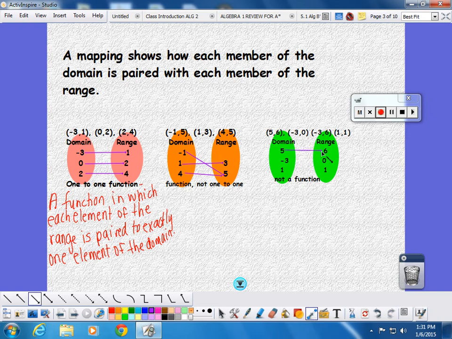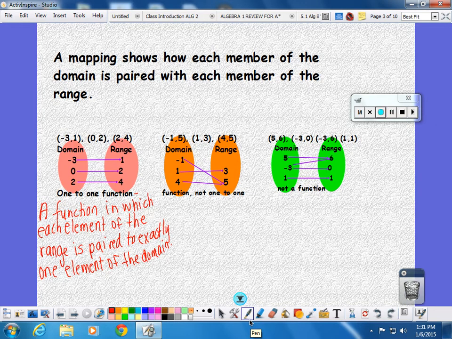5 is paired to 6. -3 is paired to 0. -3 is paired to 6. And 1 is paired to 1. That is not a function at all. So what do you call it? What do you call a set of ordered pairs that's not a function? It's just a set of ordered pairs. You just wrote it down. What is the word for a set of ordered pairs? Andy, what is it?